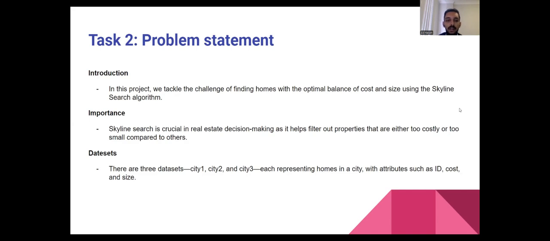Hence, a skyline search algorithm helps to solve this problem by identifying homes that are optimal in terms of both cost and size. Essentially, it filters out homes that are dominated by others, meaning there are no other homes that are both cheaper and larger. In this task, we are given three data sets, and we have selected one data set to perform our algorithms to find the houses with optimal size and cost.